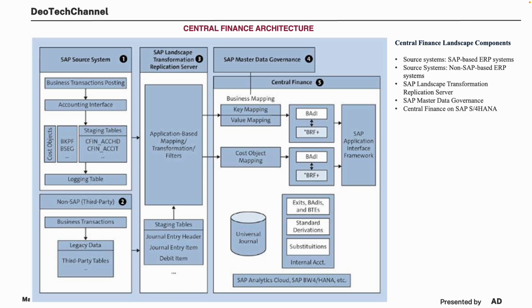The central finance landscape has five components: source system, SAP based ERP system; source system, non-SAP based ERP systems; SAP landscape replication server, normally we call SLT; SAP master data governance, we call MDG in short form; and the last one is the central finance on SAP S4HANA. Let's go one by one and see how all these components fit into the architecture and how they are internally correlated.